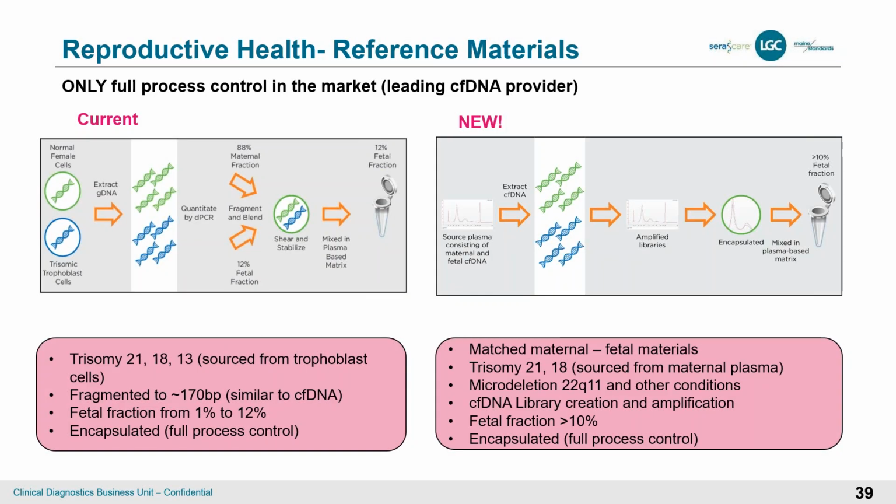Again, we've spent a lot of time honing the technology. Very similar to that ctDNA story we talked about, on the right side now we source plasma that consists of maternal and fetal cell-free DNA. We've come up with a very innovative method that we've patented for extracting these materials, amplifying them so we can make more, and then encapsulating them and putting them into plasma. So these are as close as you can get to just going into a clinic and getting a confirmed trisomy 21, 18, or 13 sample.